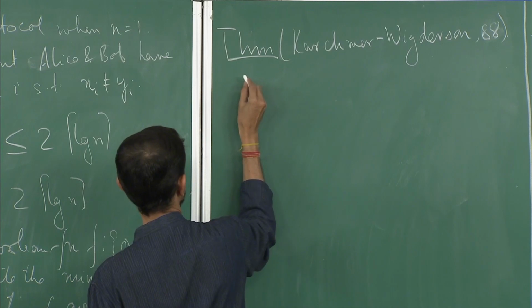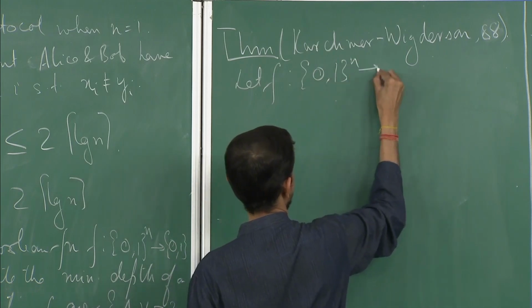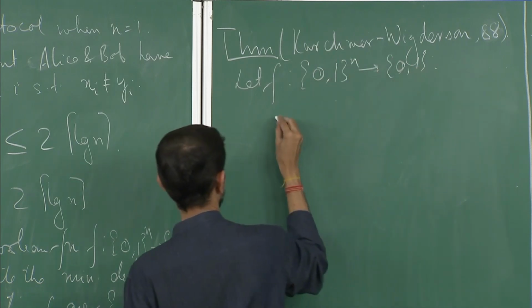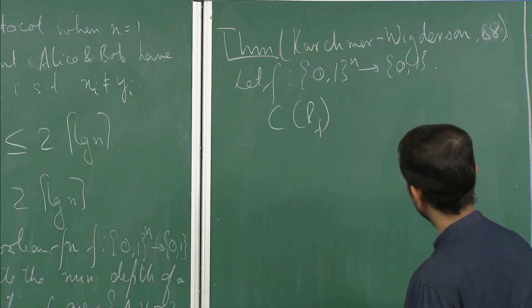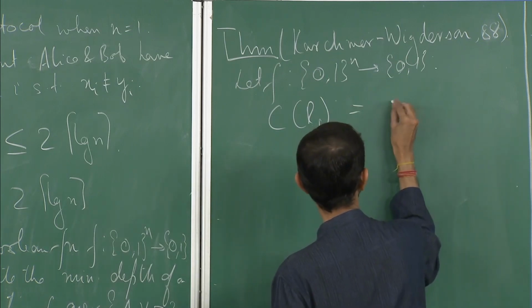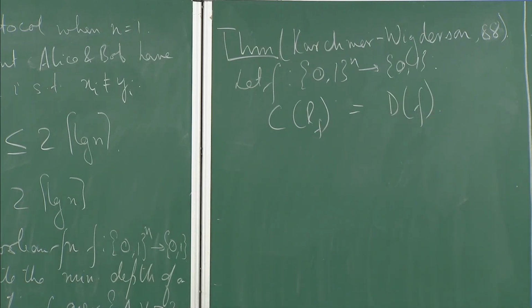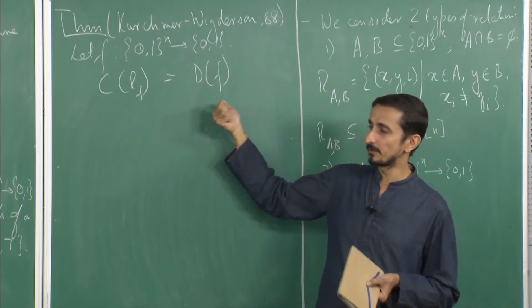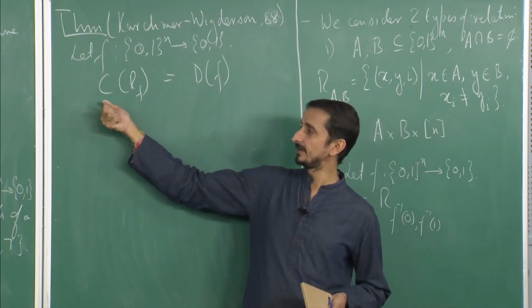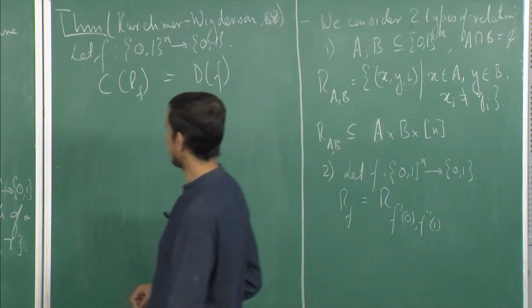So let f be a Boolean function, then what we have is that the communication complexity of the relation corresponding to f is equal to the depth of the smallest circuit that computes it. Okay. So this gives a tight bound. Suppose I want to consider the depth of a circuit, so one way of studying depth is via the communication problem, the corresponding communication protocol. Okay.